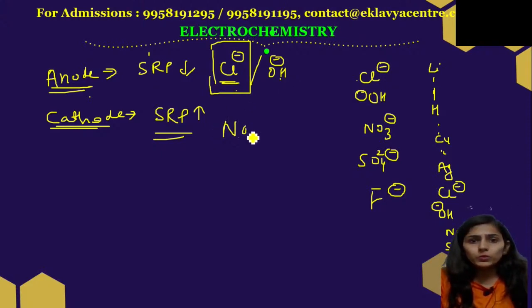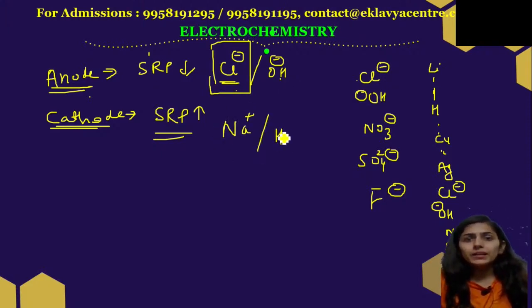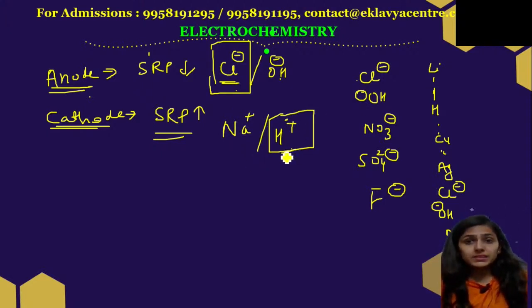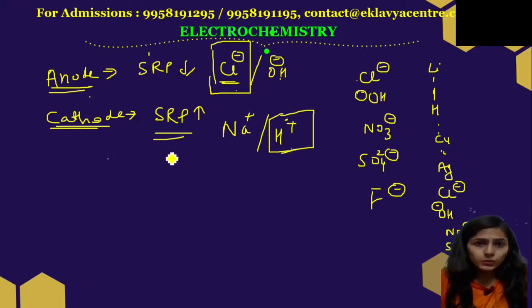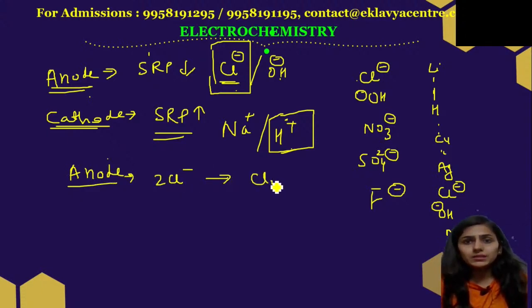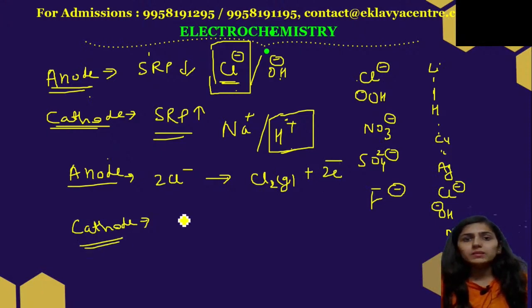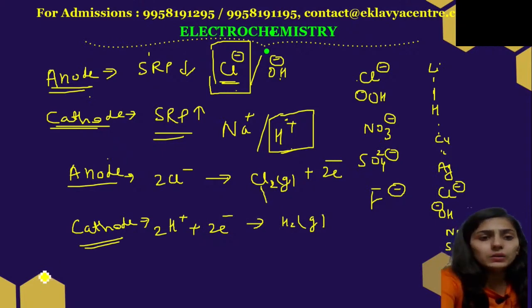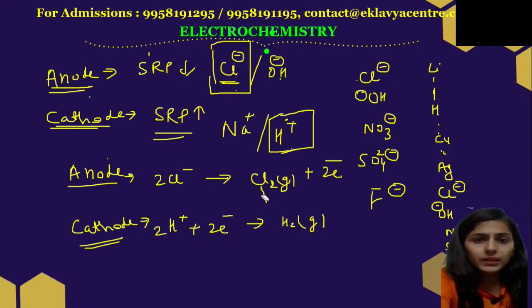And here we have sodium ion. We know that sodium is electropositive in nature, and H plus ion. This is hydrogen, H plus ion, right? So we have to write the reactions. What happens at anode? Two Cl minus will give you chlorine gas plus 2 electrons, right? What happens at cathode, beta? This H plus ion will accept or gain 2 electrons to form hydrogen gas. So we have chlorine gas at anode and hydrogen gas at cathode, right?